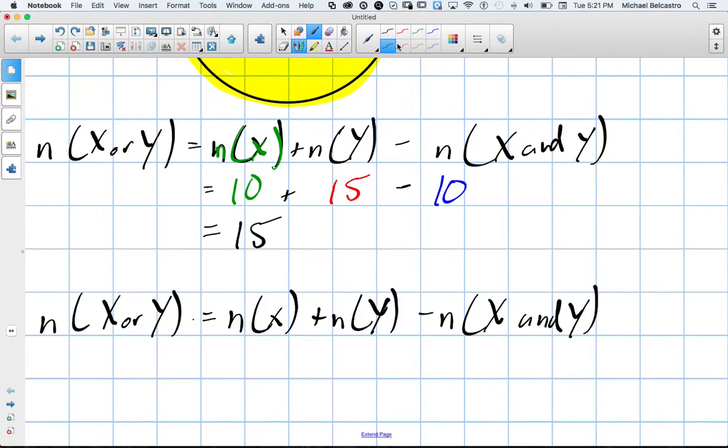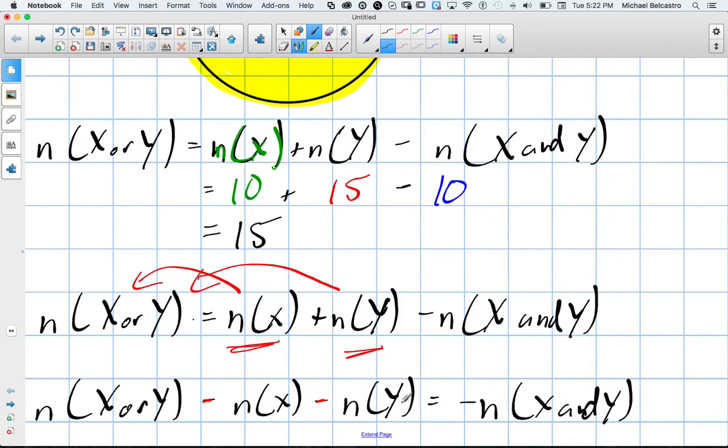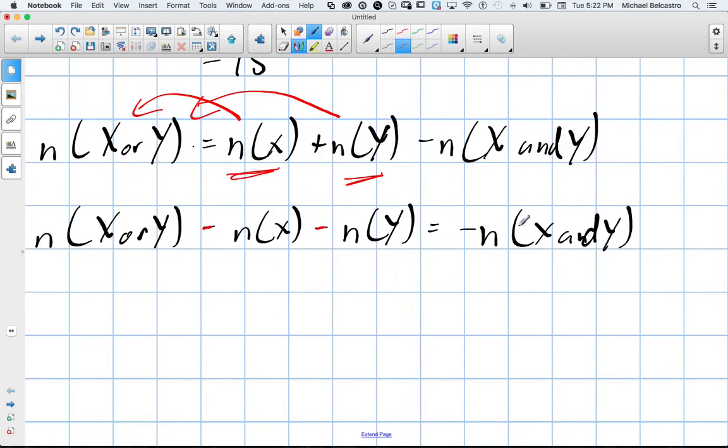Well, think of each of these like a term. So I'm going to move this to the other side of the equal sign. So now we're left with all the units of x or y, subtract all the units of x, subtract all the units of y, and they're subtracted because when they go to the other side, they essentially become negatives. And we're left with negative all the units of x and y. Well, we don't really tend to work with a negative here, so this is just some algebra. Let's divide everything by negative 1.